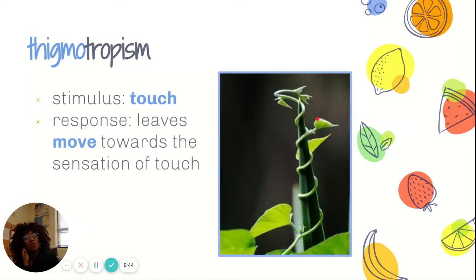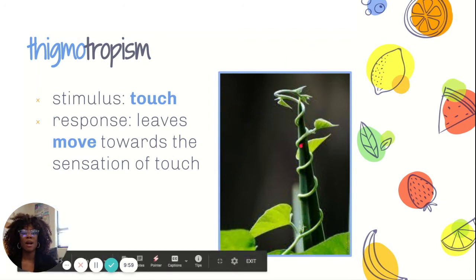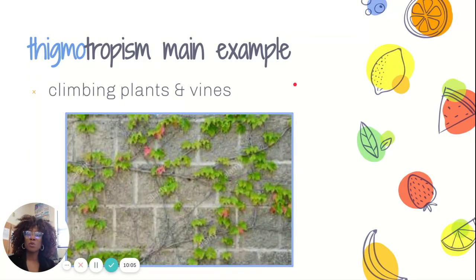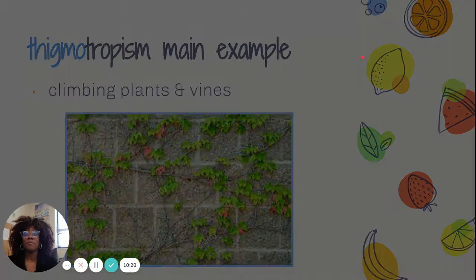Okay, then we have what's called thigmotropism. So this root right here, thigmo means touch, to touch things. So thigmotropic responses are going to be when plants move towards the sensation of touch. As you can see right here, this plant is growing all around this, I don't know what that is. The main example of thigmotropism are going to be climbing plants and vines. So if you've ever seen houses or businesses or schools that have those vines climbing up them, those vines that are touching the walls, that is thigmo, because thigmo means touch, thigmotropism.